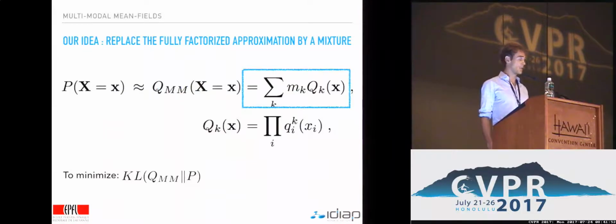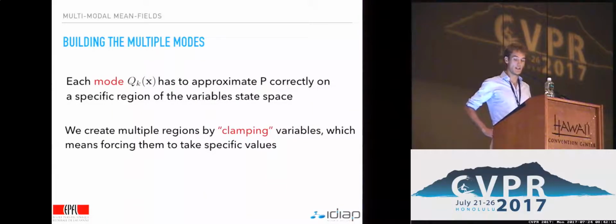Okay, more formally, we replace the fully factorized approximation used in mean field by a weighted sum of such distributions. Each term of the sum is called a mode, and we are computing each mode by solving a constrained mean field problem. Our goal is then to minimize the KL-Divergence with the true posterior, as in the naive mean field case. The underlying idea is that each mode of multimodal mean field will approximate the posterior correctly on a specific region of the variable state space.